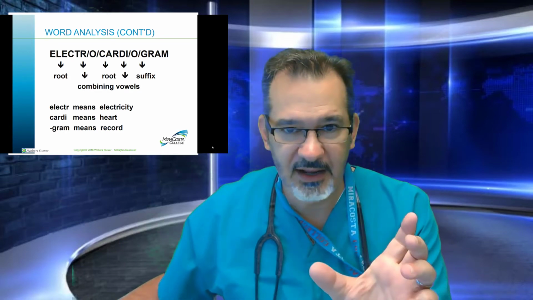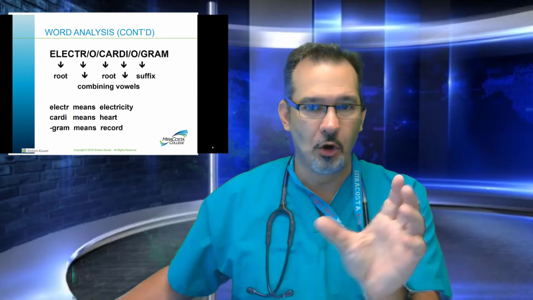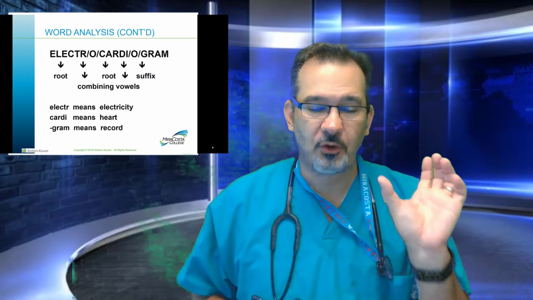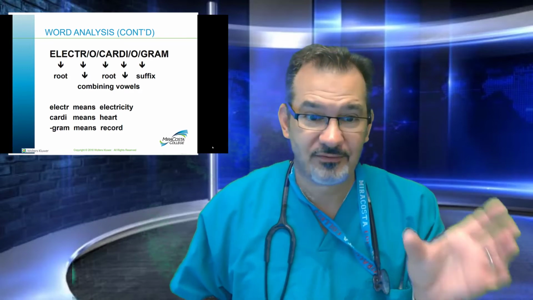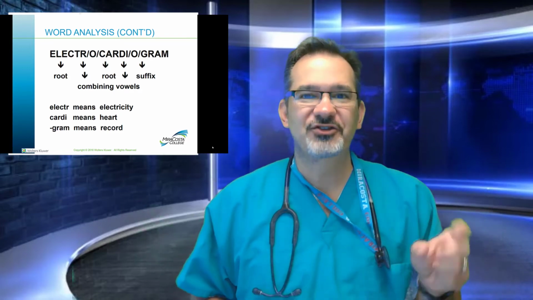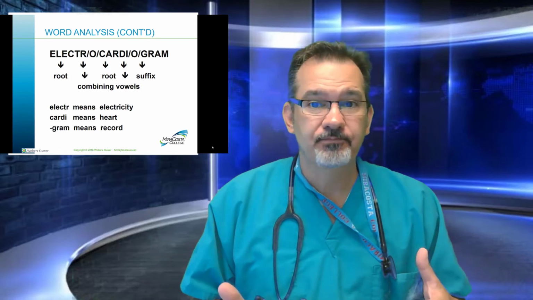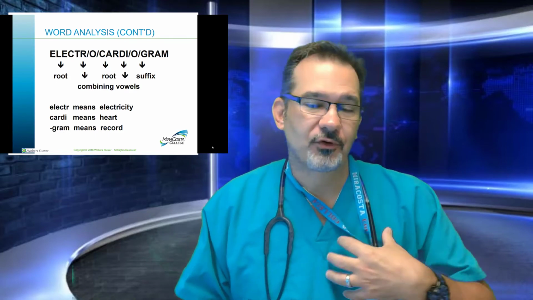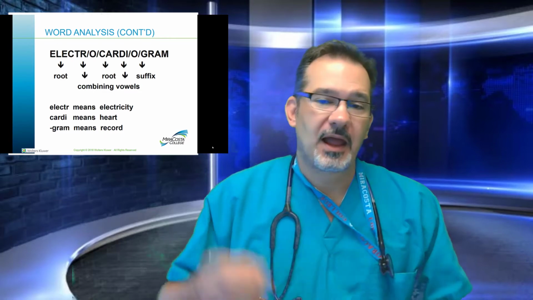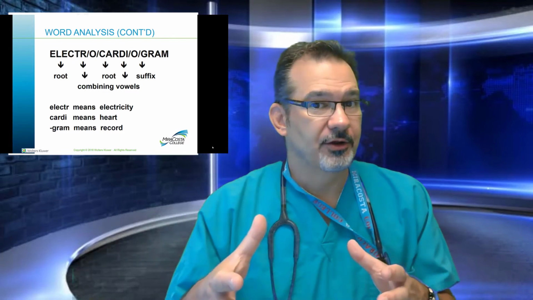Electrocardiogram. This is a good example of having two roots, with two combining vowels. Combining vowel O to pull this whole word together. Electrocardiogram, okay? So electro, E-L-E-C-T-R, means electricity or electrical activity. Cardi refers to the heart. And gram is a record.